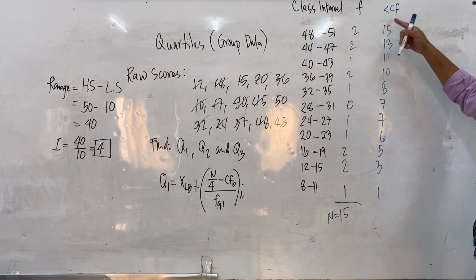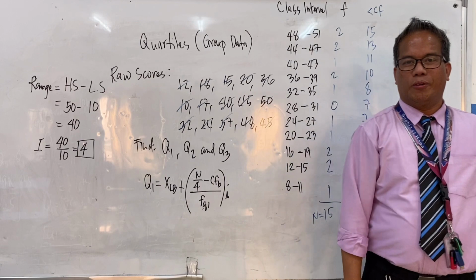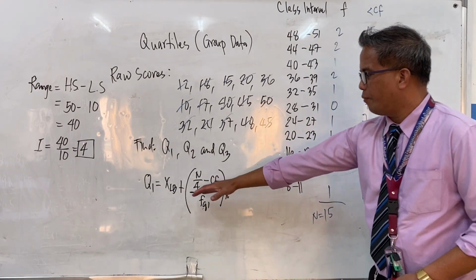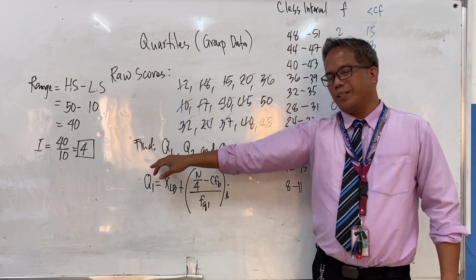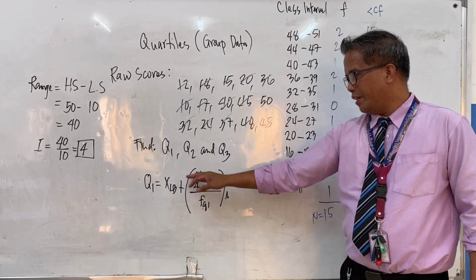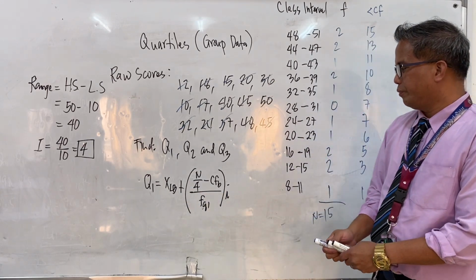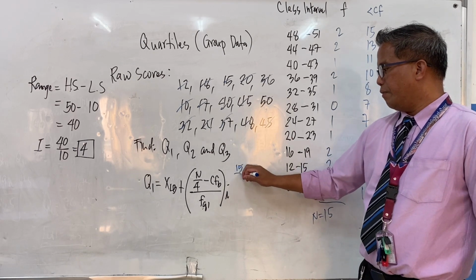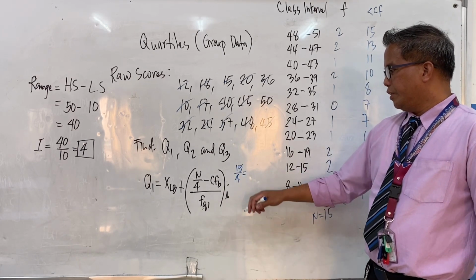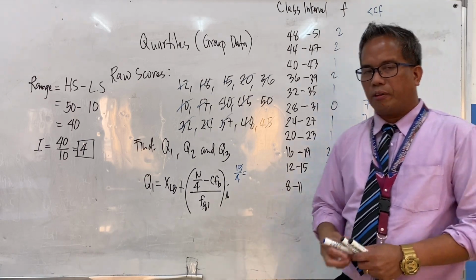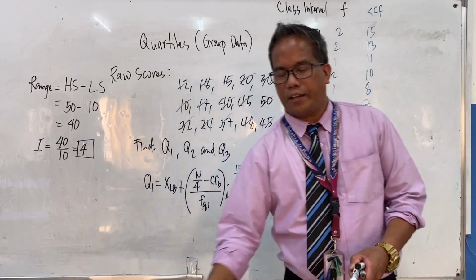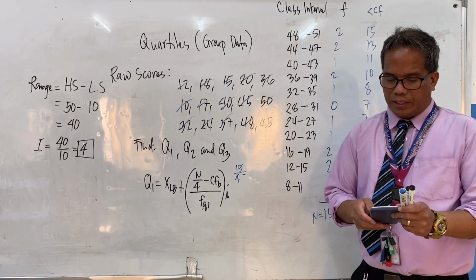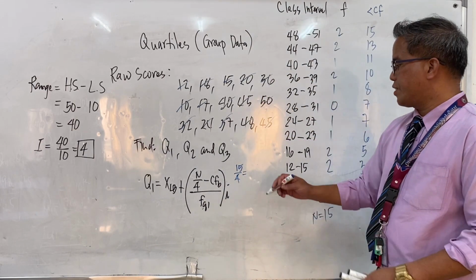So, 15. So let us now solve for Q1, first quartile, using this formula. Before you solve Q1, you need to find first the location, n over 4. So n is equals to 15 divided by 4. Of course, we will use the calculator here. So 15 divided by 4 equals 3.75. So the answer is 3.75.